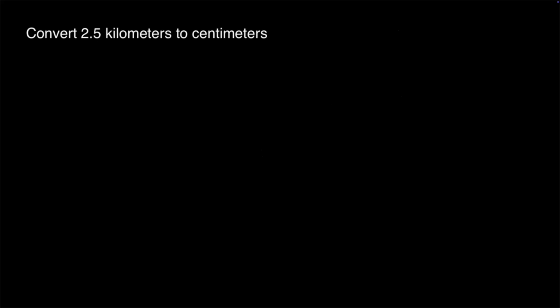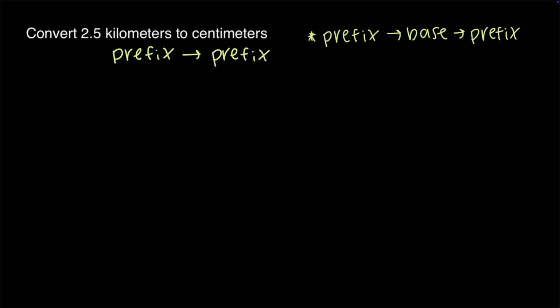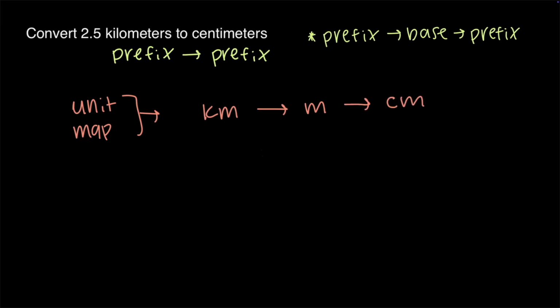For this question, we have convert 2.5 kilometers to centimeters. Here we are converting between two prefix units, kilometers and centimeters, so we will first go to the base unit meters and then to centimeters. Our unit map is kilometers to meters to centimeters. The first conversion is 1,000 meters for every 1 kilometer, and the second is 100 centimeters for every 1 meter.